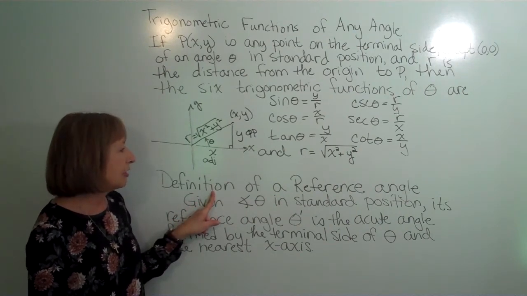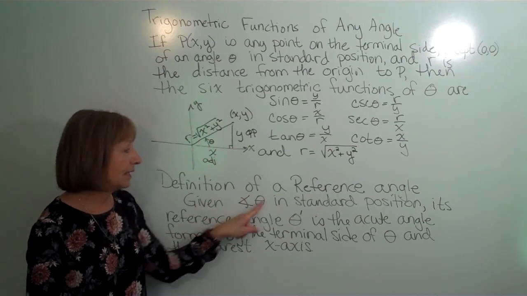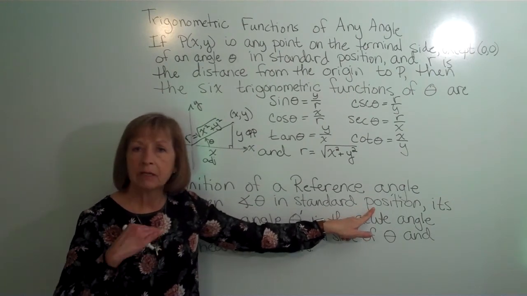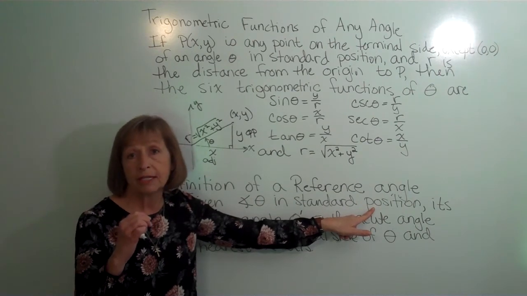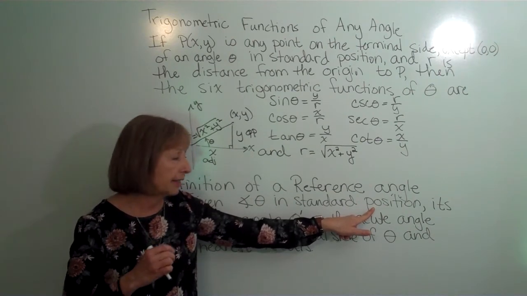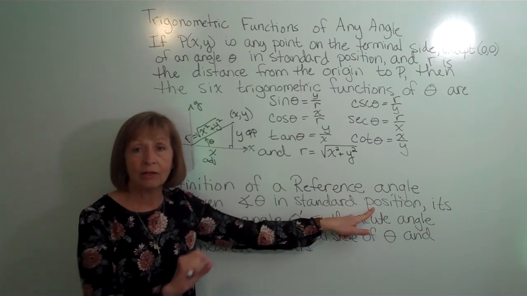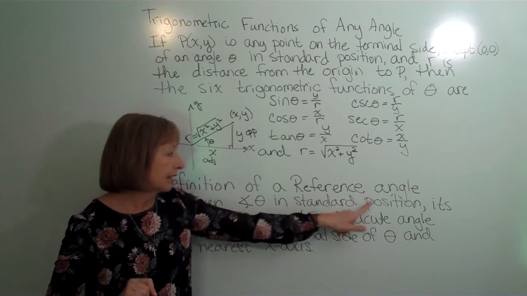So for our definition of our reference angle, given an angle theta in standard position, so again, vertex is at the origin, initial side along the positive x-axis, and you do the rotation to the terminal side. If you're going up and around to get to the terminal side, it's a positive angle. If you're going down and around to get to the terminal side, it's a negative angle.